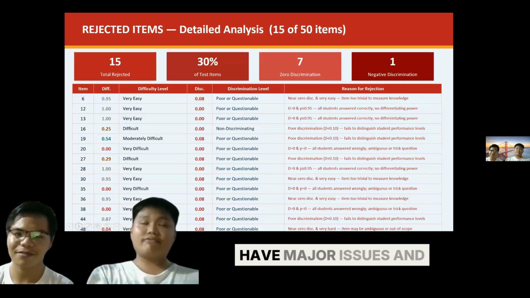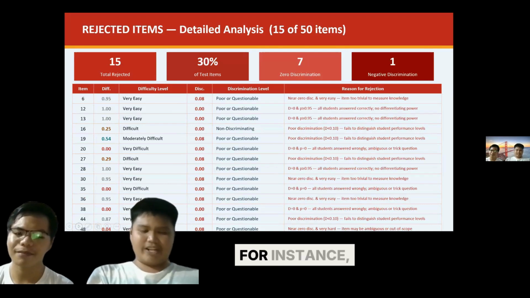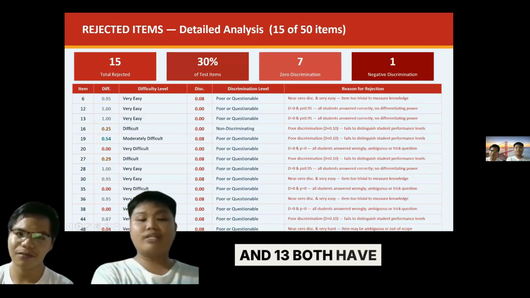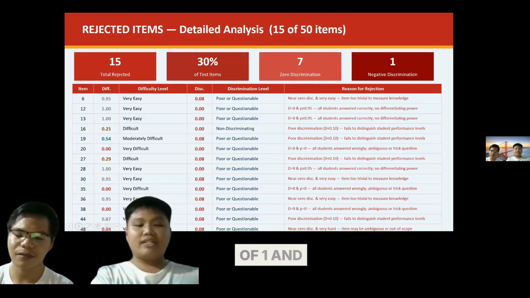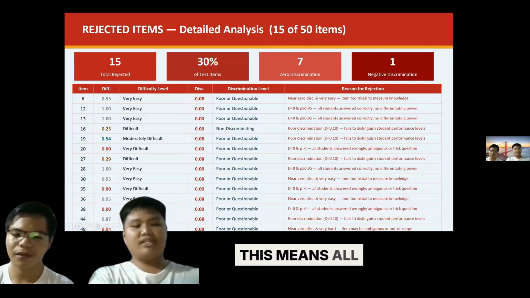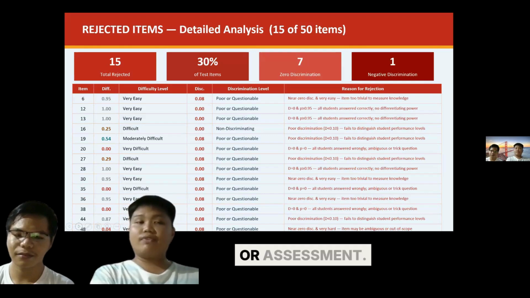Now, these items have major issues and cannot be retained in their current form. For instance, items 12 and 13 both have a difficulty index of 1 and a discrimination index of 0. This means all students answered them correctly, making them ineffective for assessment.